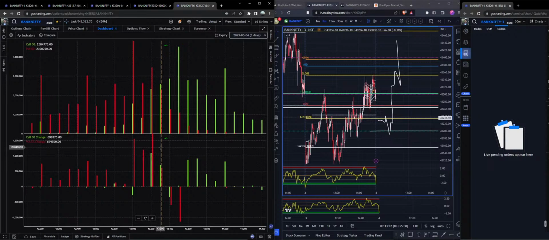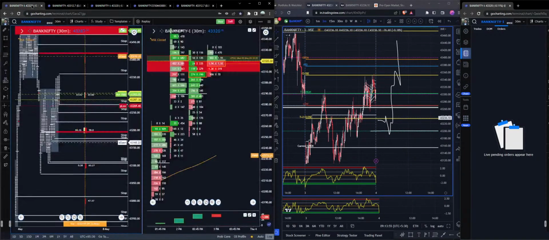So even the open interest data is telling me that 43,200 is a good level of support. So wait for a look below and fail, and then we can look for continuation to the higher side. Okay, so the time is 9:14.